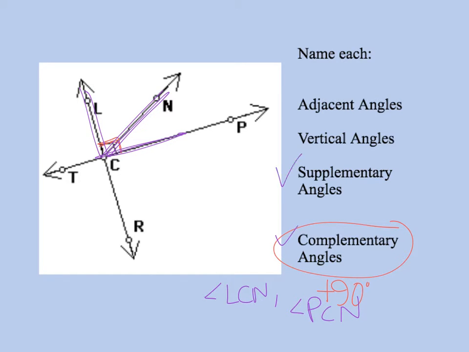Complementary angles and supplementary angles do not have to be adjacent. Vertical angles are never adjacent because they might share the same vertex, but they don't share a common side.